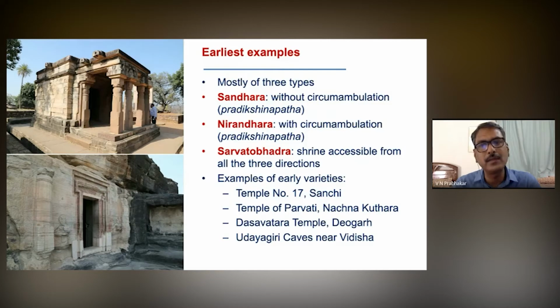This is the famous temple number 17 at Sanchi, which consists of a Sandhara type of shrine. Sandhara is with circumambulation, and Nirandhara is a shrine without circumambulation. And Sarvatobhadra is a temple that can be approached from all 4 directions. We saw Sarvatobhadra yesterday also in the context of the Jaina faith, where 4 Jaina Tirthankaras were depicted, and they can be approached from all different directions.